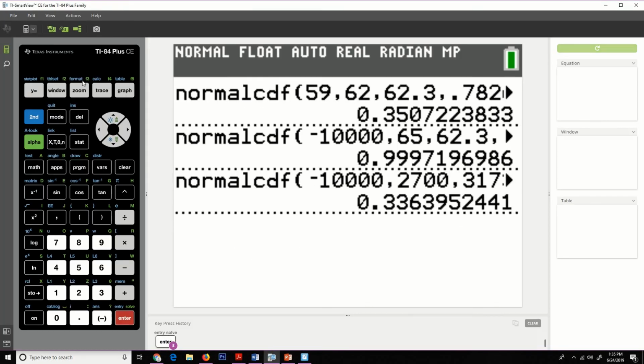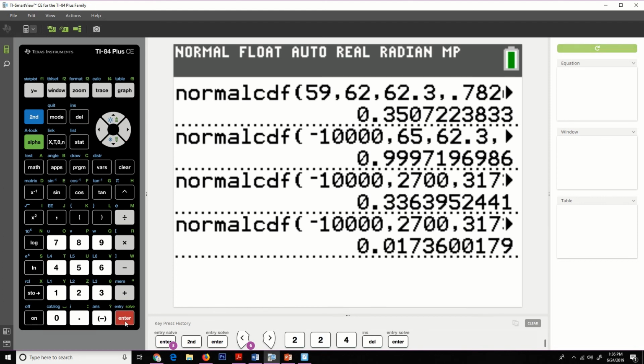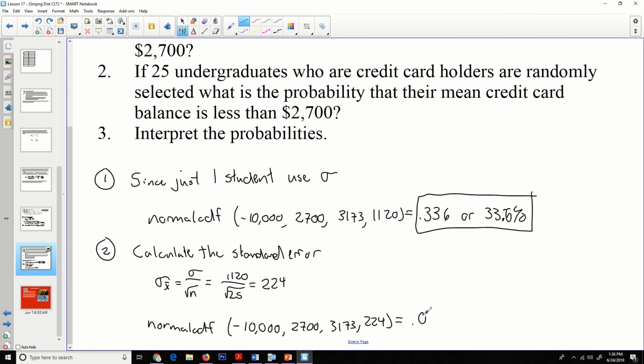And so I am just going to, again, hit second entry and pull that up. And we're going to change this thing to 224, and then we'll delete that last 0 and hit enter there. And we get 0.0174. That looks good. So 0.0174, or a 1.74% chance. So it says interpret the probabilities.